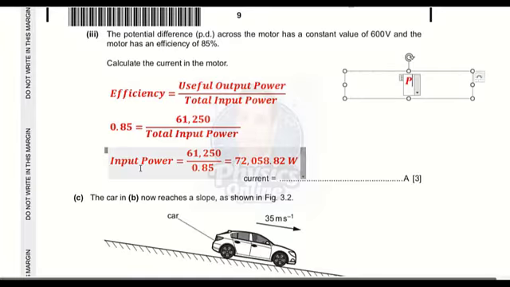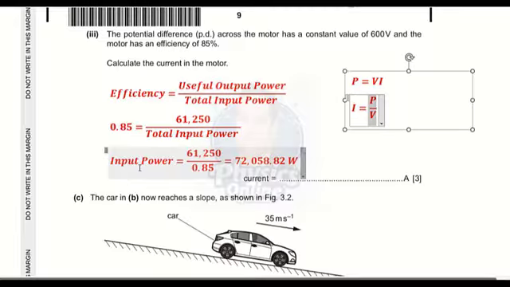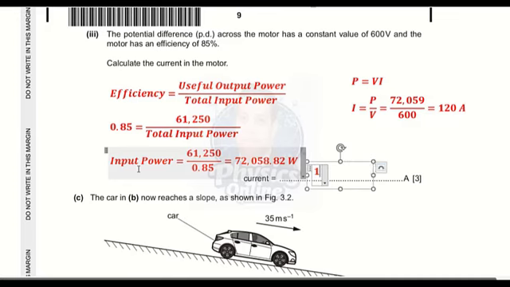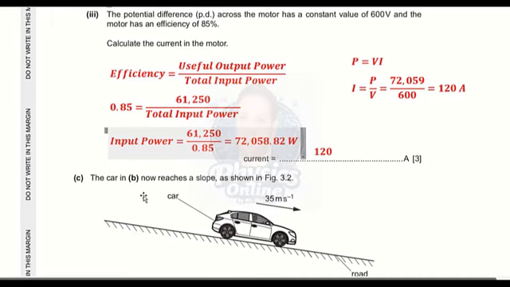We'll use the input power to calculate the current. What's the equation? Power equals V times I, the voltage times current. So current equals power over V. Power here 72,059 divided by the voltage 600 equals 120 amperes. So the final answer is 120 amperes.